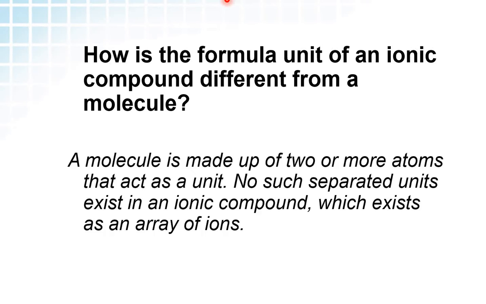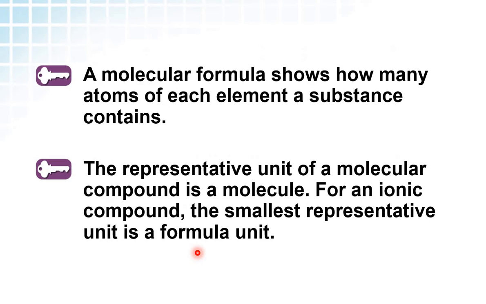So, what is the answer? A molecule is made of two or more atoms that act as a unit, and no such separated units exist in an ionic compound, which exists as an array of ions.